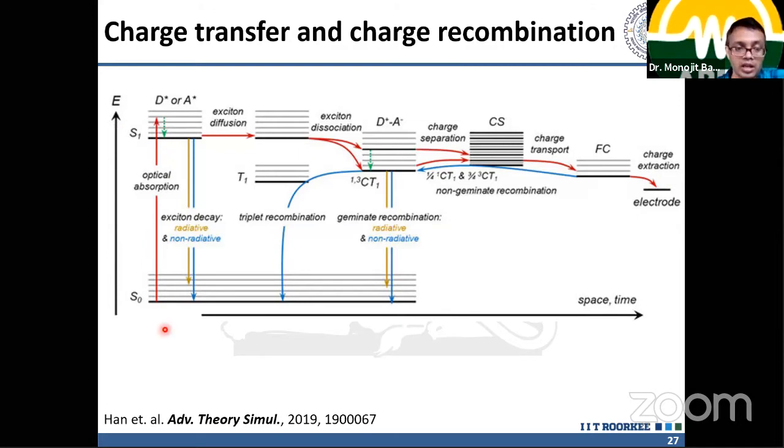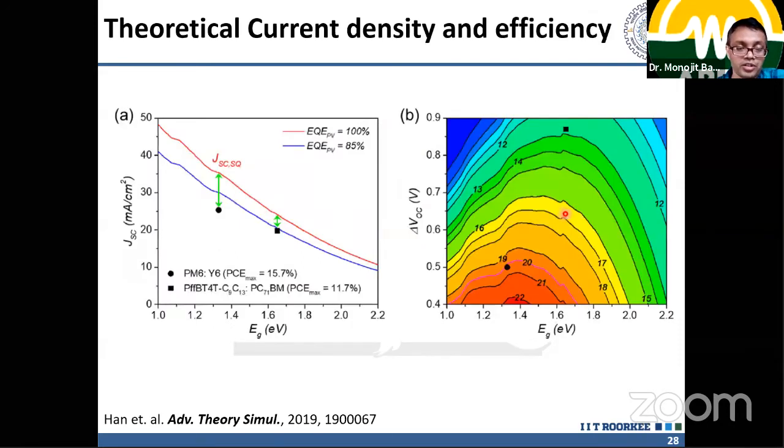And also you can see, whatever energy you excite, when you collect it, you lose a lot of energy in every step. And that is the reason for the decrease in efficiency. So there is a thermodynamic limit. You cannot get more than the thermodynamic limit of your device efficiency. So this is one example.